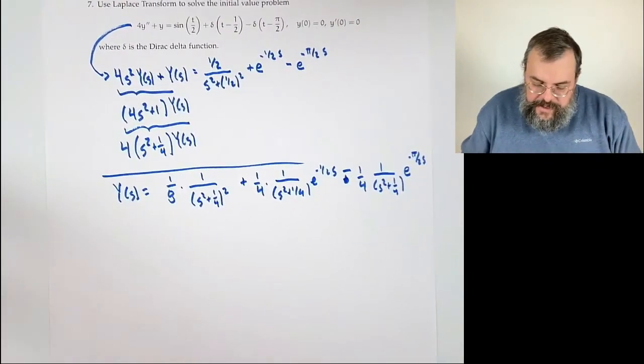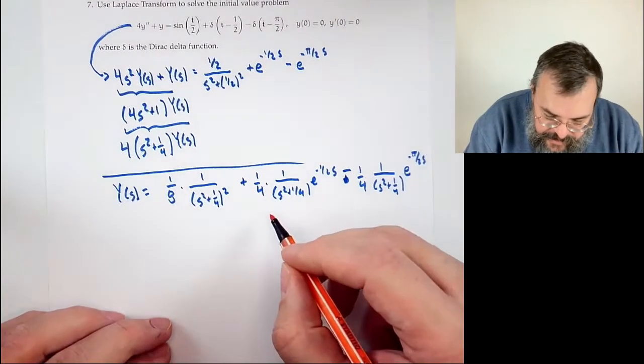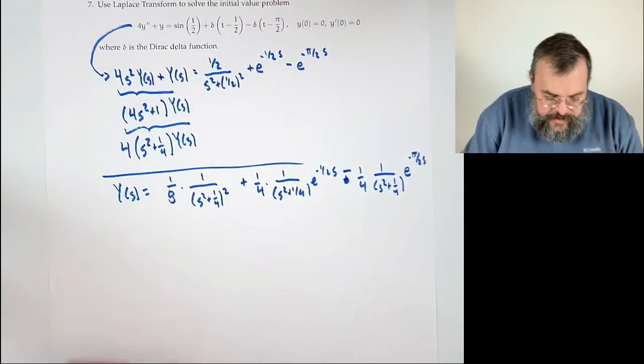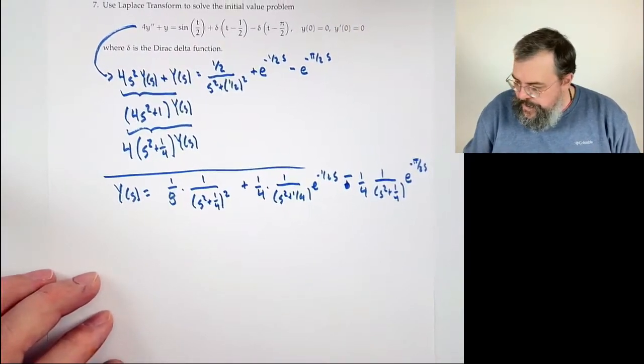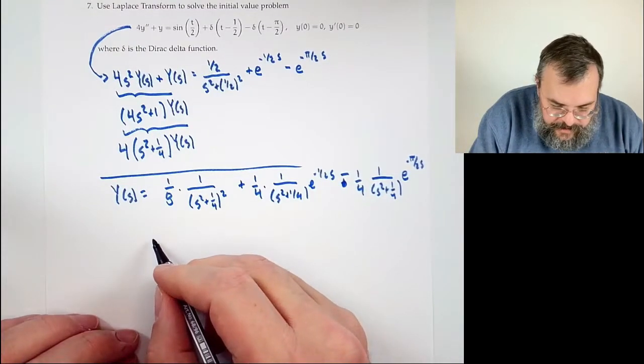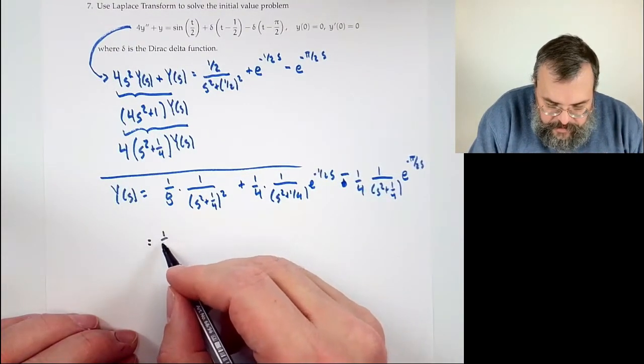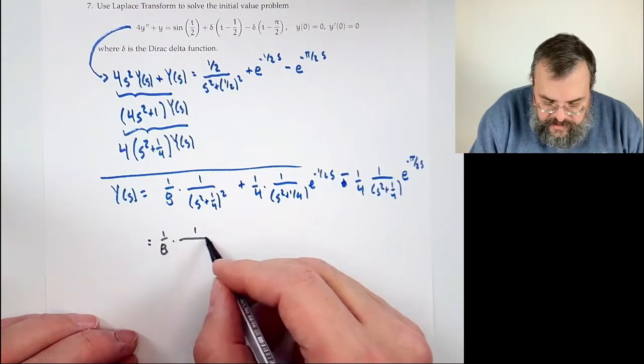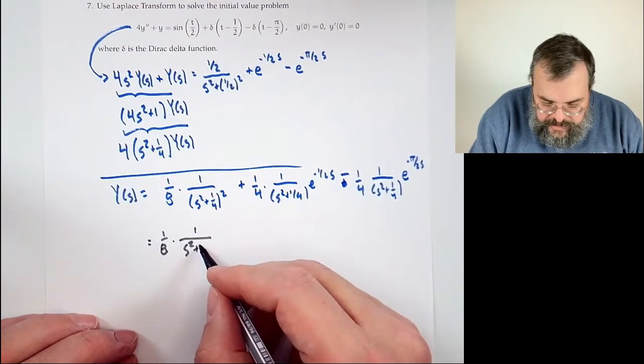What do we have? Well, the thing is, let's rewrite what we have for y of s. So y of s, well, we have this piece in front. We will leave it as it currently is because we know how to handle that.